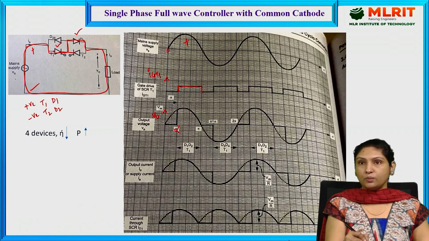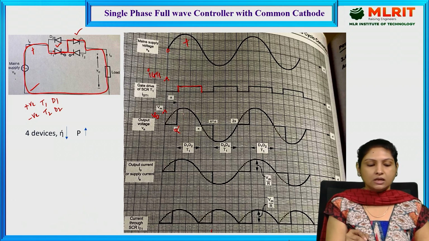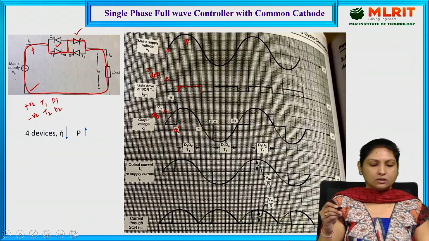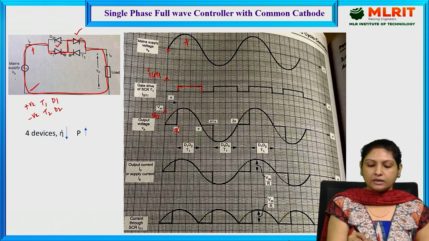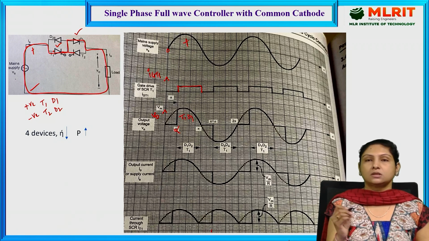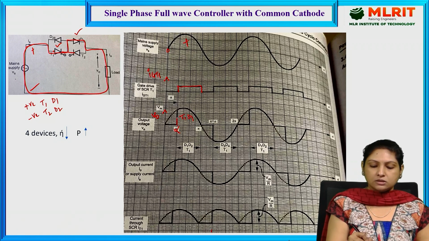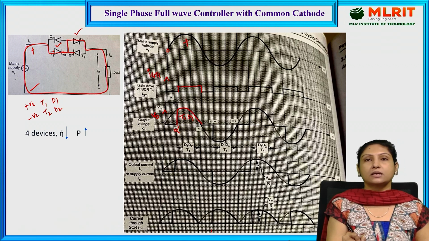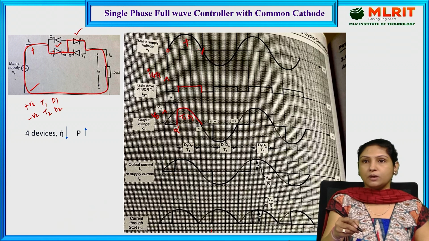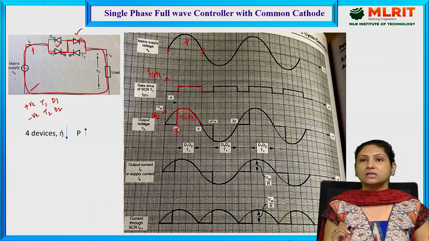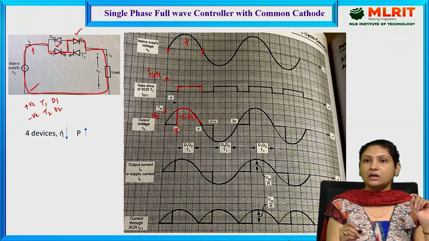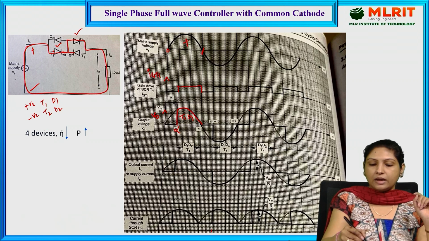The moment I provide the triggering pulse, only then does the thyristor start conducting. So T1 and D1 are conducting at once. Right from this instant called alpha, T1 and D1 started conducting, and they conduct till pi. The moment it reaches pi, the supply voltage becomes 0. That is how T1 and D1 are turned off, and at this instant the negative half cycle appears.